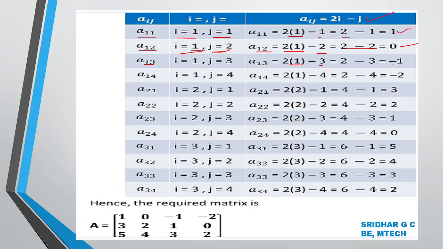2 minus 3 is nothing but minus 1. Don't get confused here. With a negative and a positive, we should subtract. 3 minus 2 is 1, but the bigger number's symbol is minus, so the answer will be minus. These are the basics of mathematics.